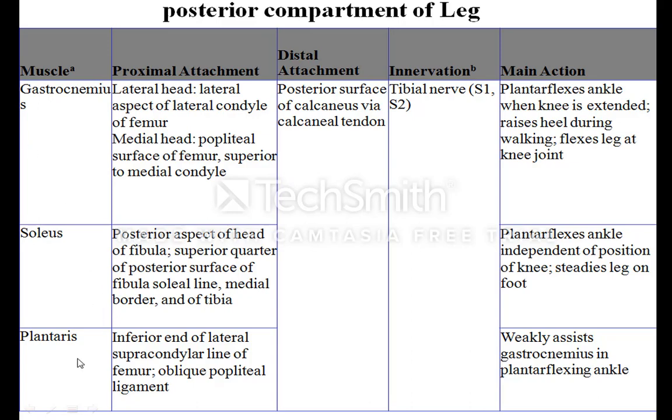So this is the gastrocnemius. It has two heads, medial and lateral. The soleus originates from the soleal line and the medial border of the tibia, and also from the head of the fibula and the posterior aspect of the fibula. Plantaris originates from the lateral supracondylar line and the oblique popliteal ligament.